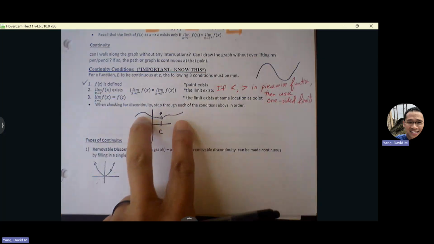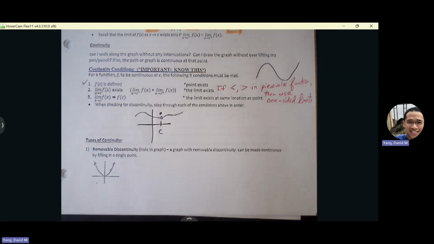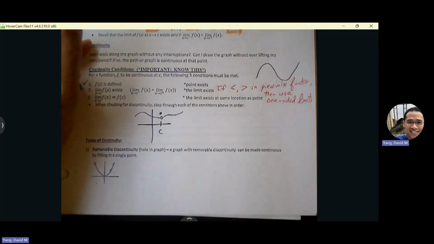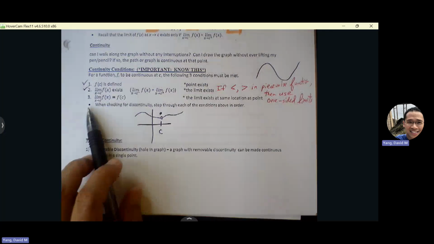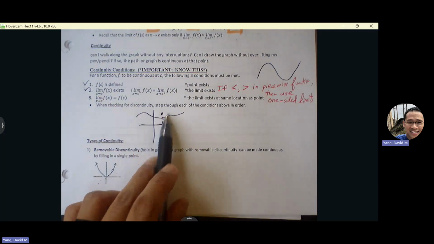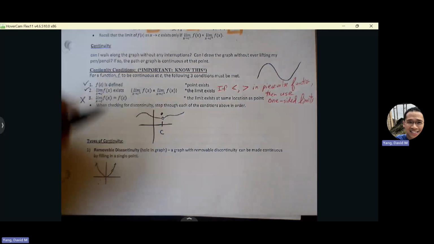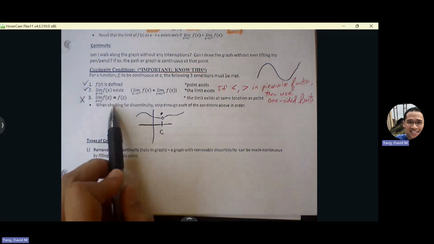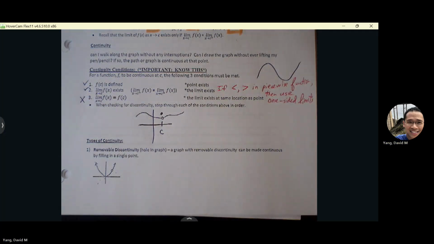Yes, right. If I pick two points on either side of the graph, it's headed towards the hole, the same hole, headed towards the same y value. The one-sided limits are in agreement. It would pass the second condition. The third condition is asking, does the point live where the limit lives? This one would fail. Okay, so this is what it would look like if it fails that third condition.